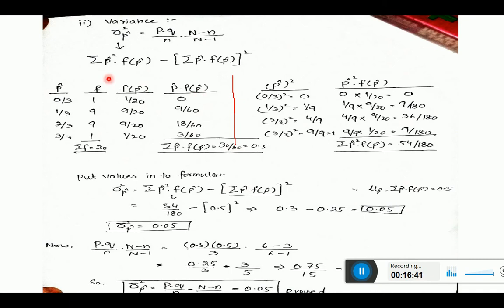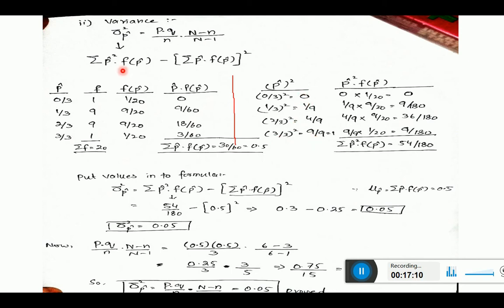Now according to the formula I need p cap square. I have made a column here for p cap square. P cap square simply means take the square of every value of p cap. So the values are 0/3, 1/3, 2/3, and 3/3, each squared. You will get all these squares.